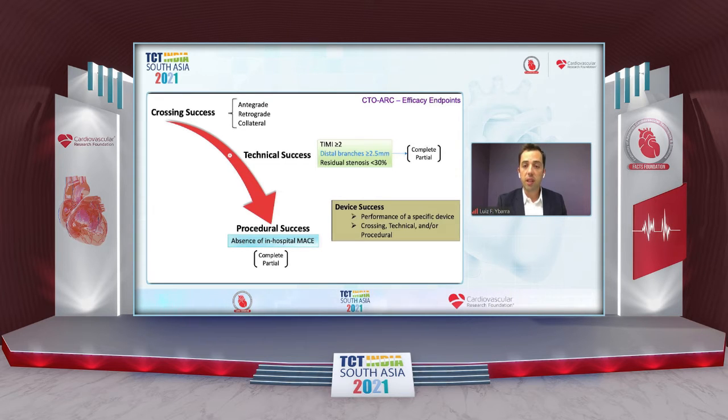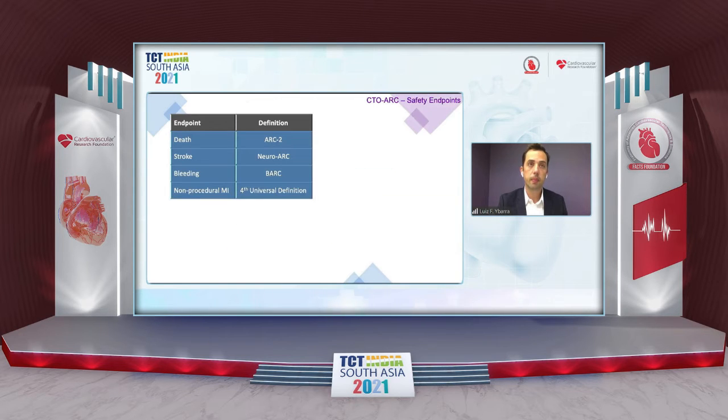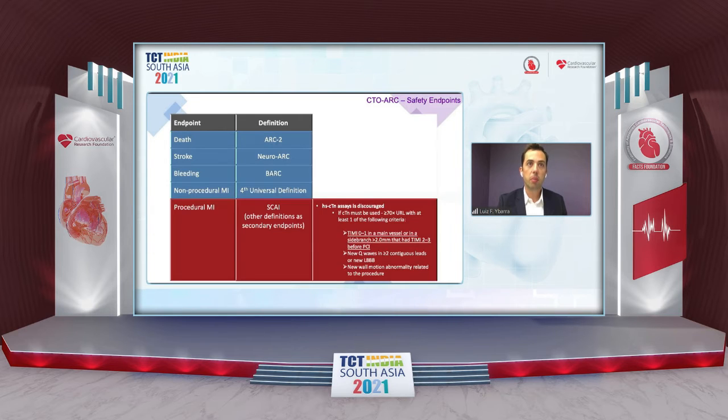If you're studying devices, then you would choose a specific criteria for a specific device, whether it would be crossing success for wires, for instance, or technical or procedural success if you're assessing drug-eluting balloons or drug-eluting stents. When talking about these endpoints, death, stroke, bleeding, non-procedural MIs, those were really straightforward. But on the other hand, defining procedural MI specifically after the EXCEL trial wasn't that easy. So we decided to endorse the SCAI definition, but also collect all data so other definitions could be used as secondary endpoints.